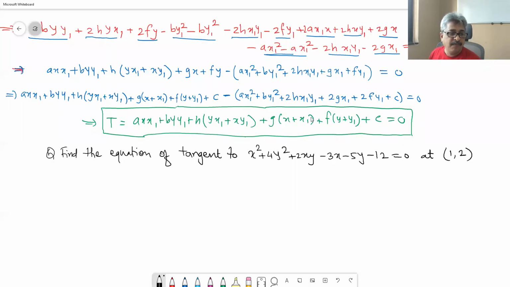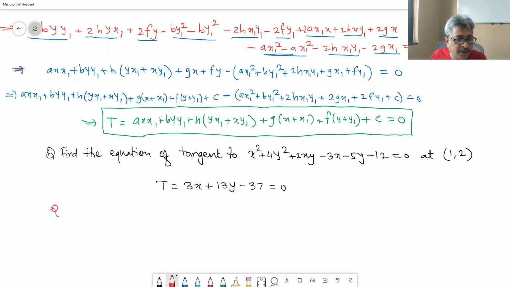Okay, numerical, just to practice the formula, find the equation of tangent 2x square plus 4y square plus 2xy minus 3x minus 5y minus 12 is equal to 0 at 1, 2. Hopefully this curve. Okay, so by doing corresponding substitutions in the general equation, you get t is equal to 3x plus 13y minus 37 is equal to 0. That is the equation of tangent.